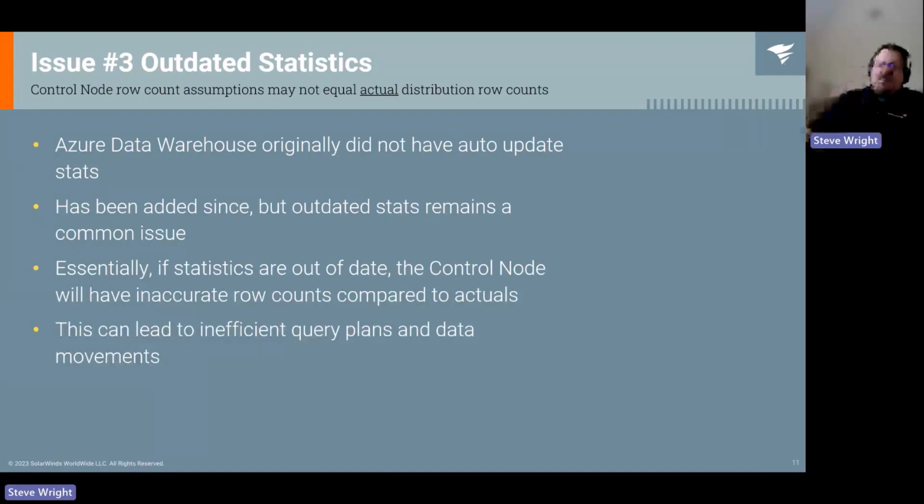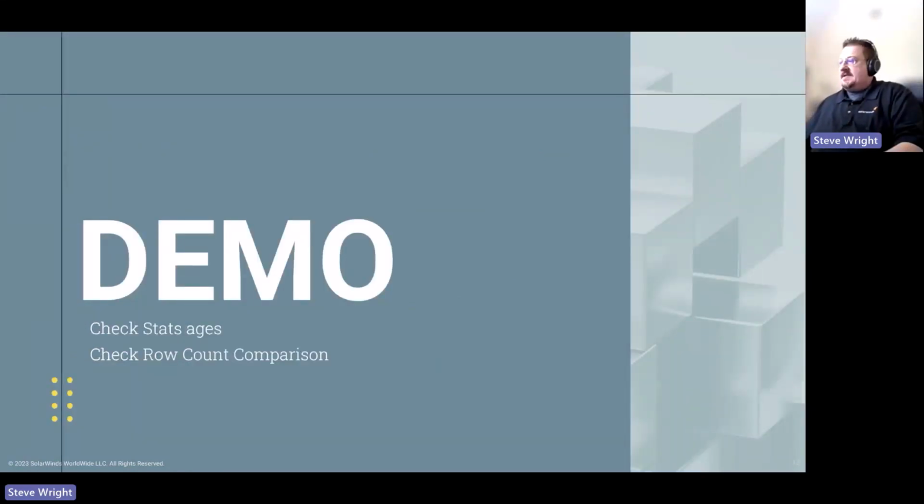It was interesting that originally auto update wasn't even part of the product. Even after the fact, it still remains an issue. It shouldn't be a big surprise, it can be in standard SQL Server as well. So again, you see the bullet points there on why it can lead to issues. There's a couple of things we can do when we're looking into outdated statistics. So let me jump back over to the demo screen here.